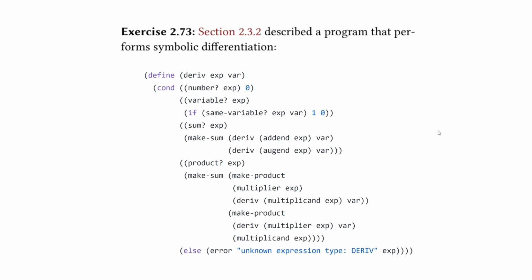symbolic differentiation. And this is what the textbook initially gave us. So you can see that we are performing differentiation, and we're doing a kind of dispatch where we're checking if we have a number, a variable, a sum, or a product, and then based on these clauses, whichever is satisfied, we then perform our differentiation based on those clauses.